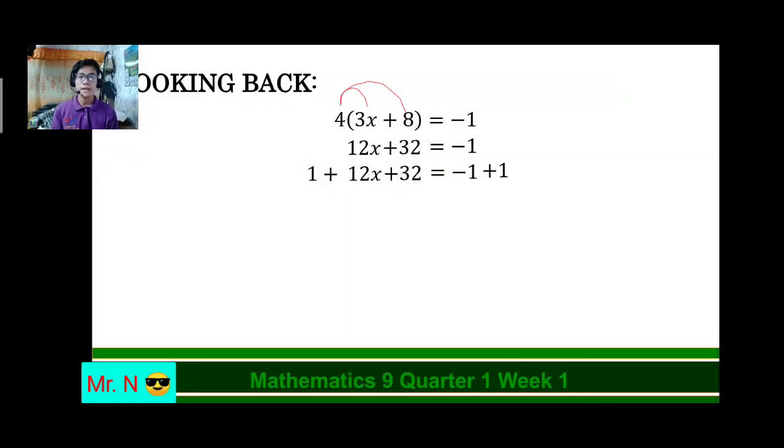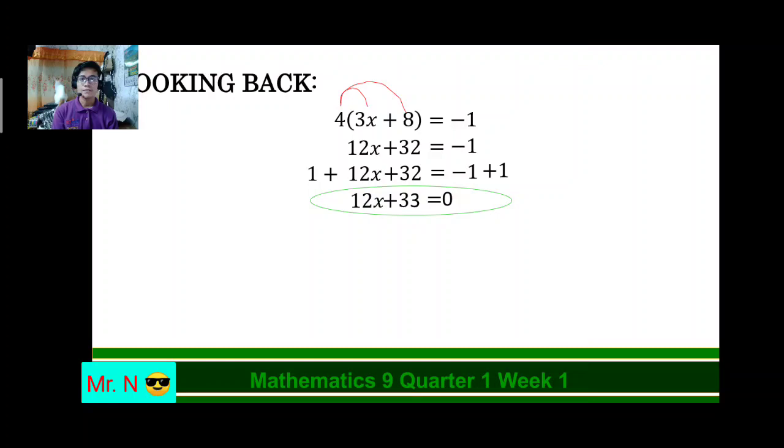And now let's simplify by combining like terms. Let's simplify first the terms on the left. 1 and 32 are like terms. They both don't have a variable. So 1 plus 32 is 33. So we now have 12x plus 33 is equal to negative 1 plus 1, that is 0. So we have already simplified the given equation.